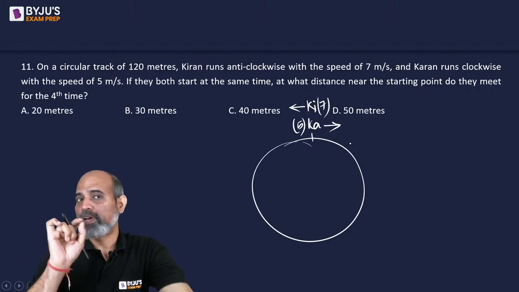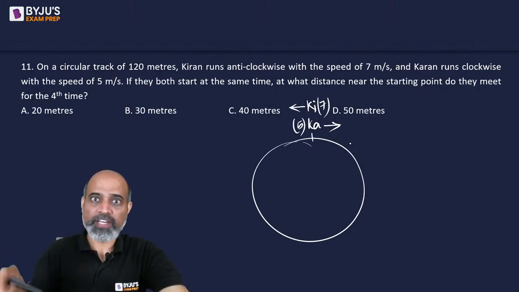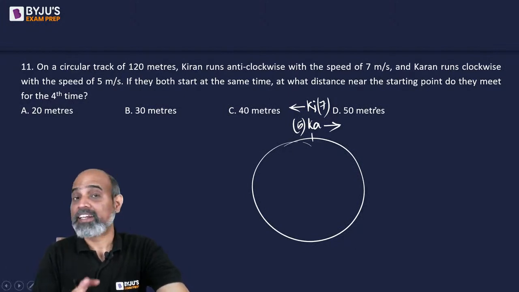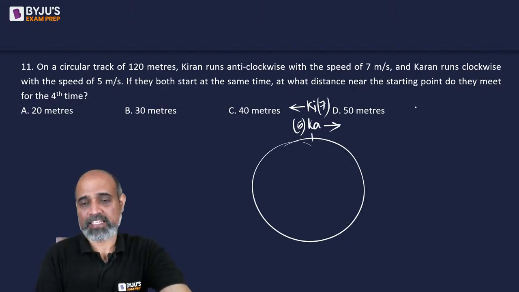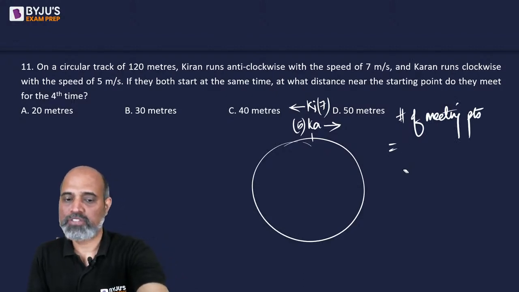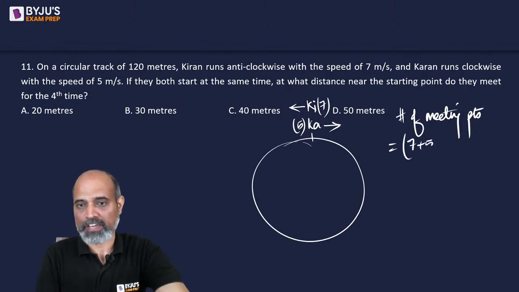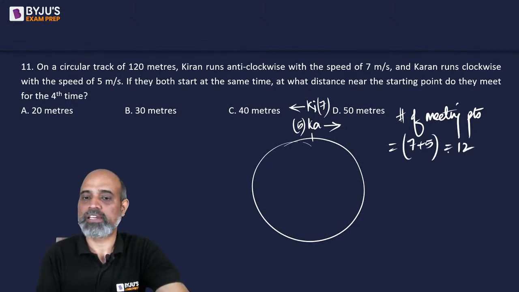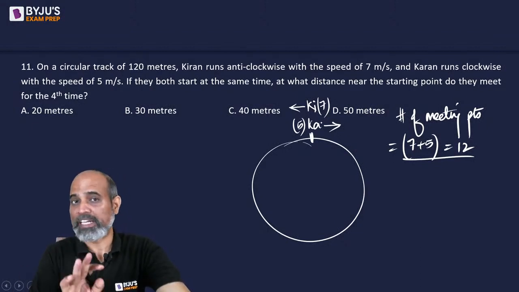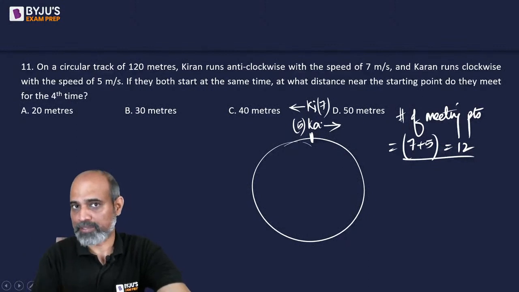So what do you do when the speeds of two bodies moving in a circular racetrack are given and their directions are given? जैसे इस केस में the number of meeting points is going to be the sum of the proportions of their speeds. मतलब 7 और 5 ऐड कर लो, 12 मीटिंग पॉइंट्स होंगे इनके मिलने के ऑन द ट्रैक. उनमें से एक मीटिंग पॉइंट तो यही है. The starting point is one of the meeting points, and actually it is the 12th meeting point, every time the repetition happens.